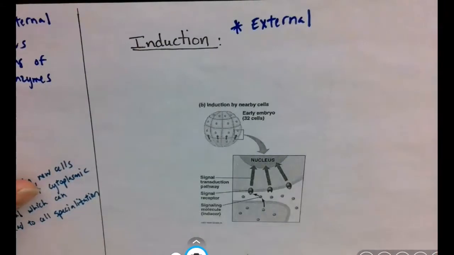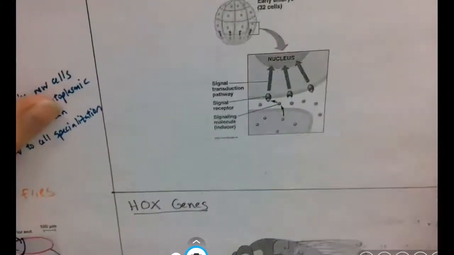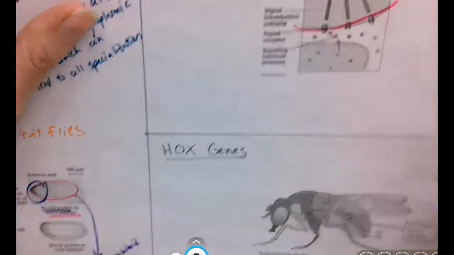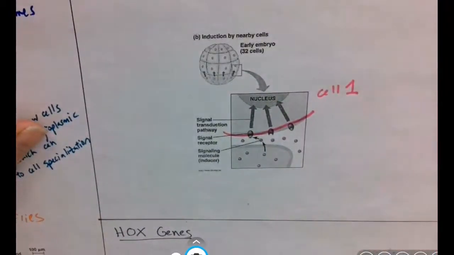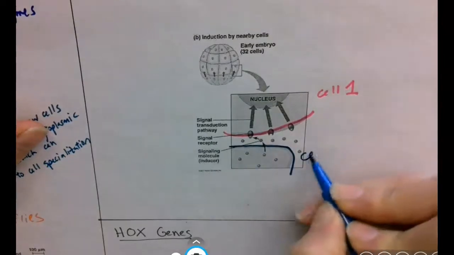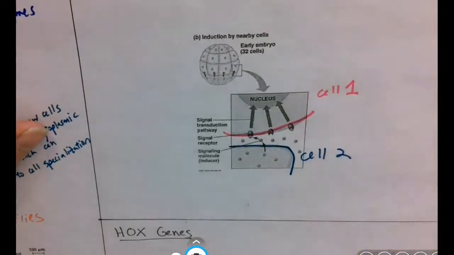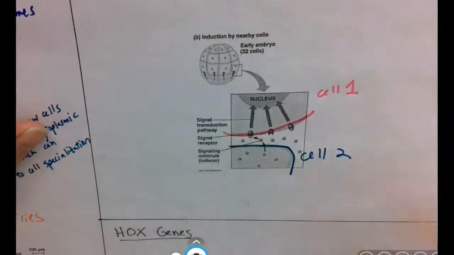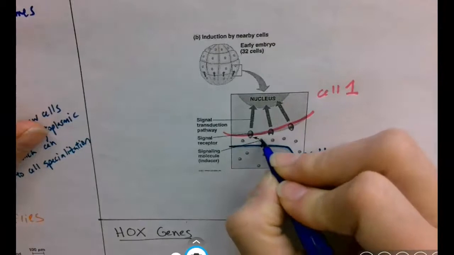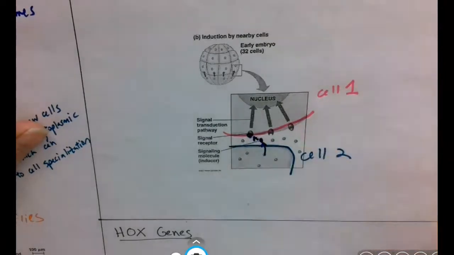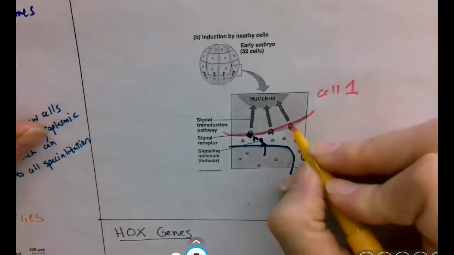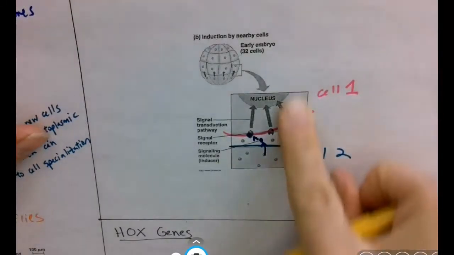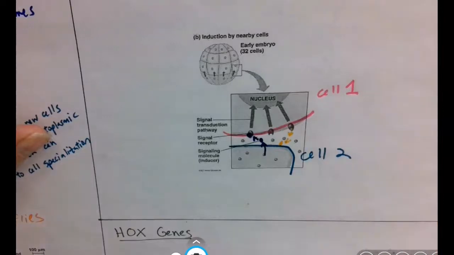Okay? So if this is cell 1 right here, and this is cell 2 down here, cells can send messages to each other. Cell 2 can send a chemical message to cell 1. Cell 1 can send a chemical message to cell 2. And that can help with differentiation.